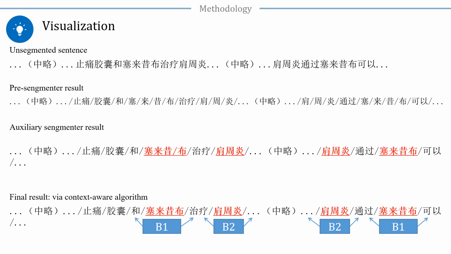For better understanding of our proposed method, I represent the process visually. Here is a segmented sentence. It is omitted and we only retain important parts. Some keywords are segmented into continuous single words, and these words occur many times in the discourse. Then we utilize the auxiliary segmenter result to recognize these uncertain splits.